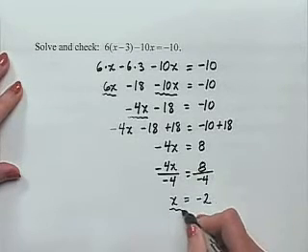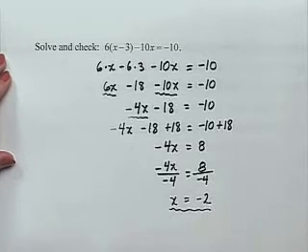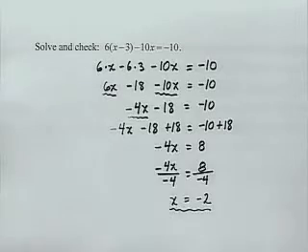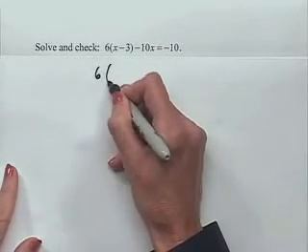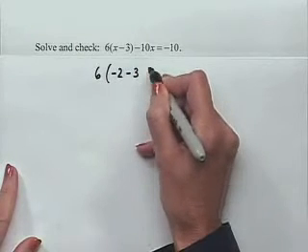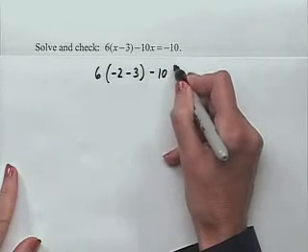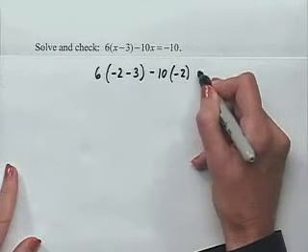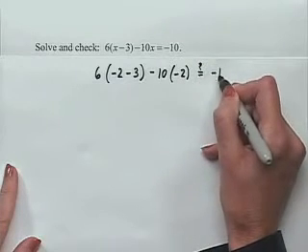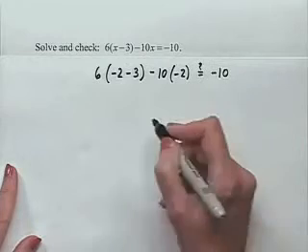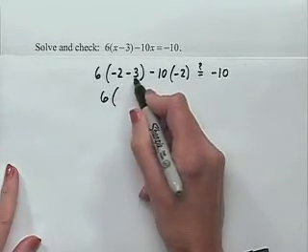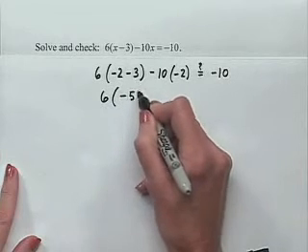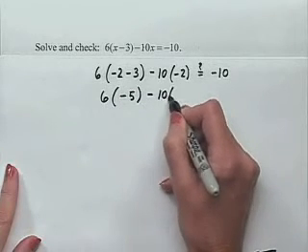Let's now take this solution and substitute it into our original to see if it's a valid solution. So we have x equals negative 2. We'll have 6 times negative 2 minus 3 minus 10 times negative 2. And we're interested in whether that result is equal to negative 10. Let's work within parentheses. We'll have 6 times negative 2 minus 3, which is going to be negative 5, minus 10 times negative 2.